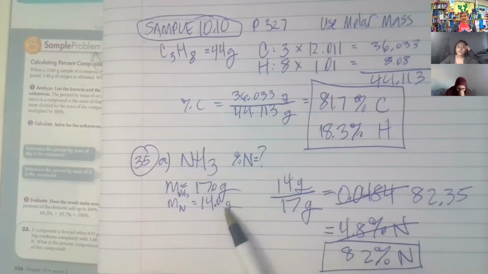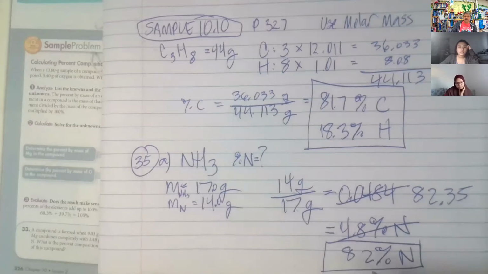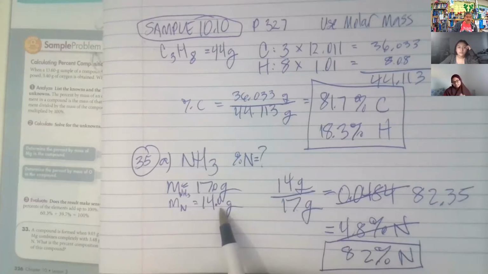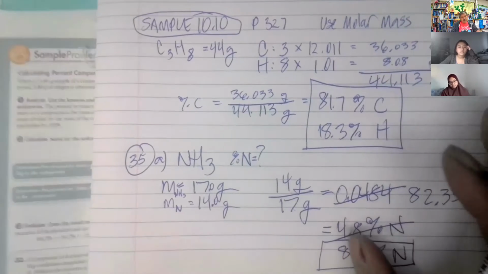So if I got 82.4, is that fine, or do I have to change it to 82? Oh, well, it just depends. Like for me, if you looked it up in the periodic table, let's look it up in the periodic table.